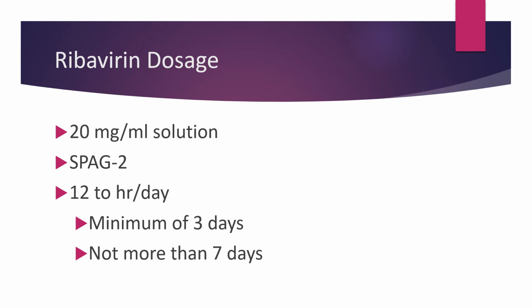The dosage is going to be that 20 milligram per ml solution. It's going to be given by the SPAG2, small particle aerosolizing generator nebulizer. And this is done 12 hours. So when we're looking at this, it's a minimum of 3 days when we're doing this, where we're trying to stop it from replicating. But usually they won't let it go past 7 days.